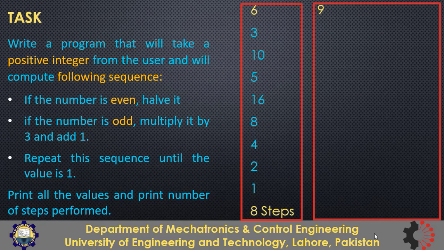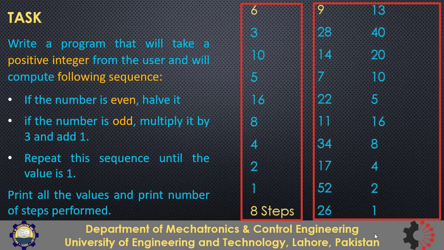Now let's see another example. Suppose user enters 9. Now it is an odd number, so 9 times 3 plus 1 will be 28. The 28 is an even number, so we will divide it by 2. It will be 14, and we will continue this process. And eventually we will get the value 1. This time it took 19 steps to reach the value of 1.